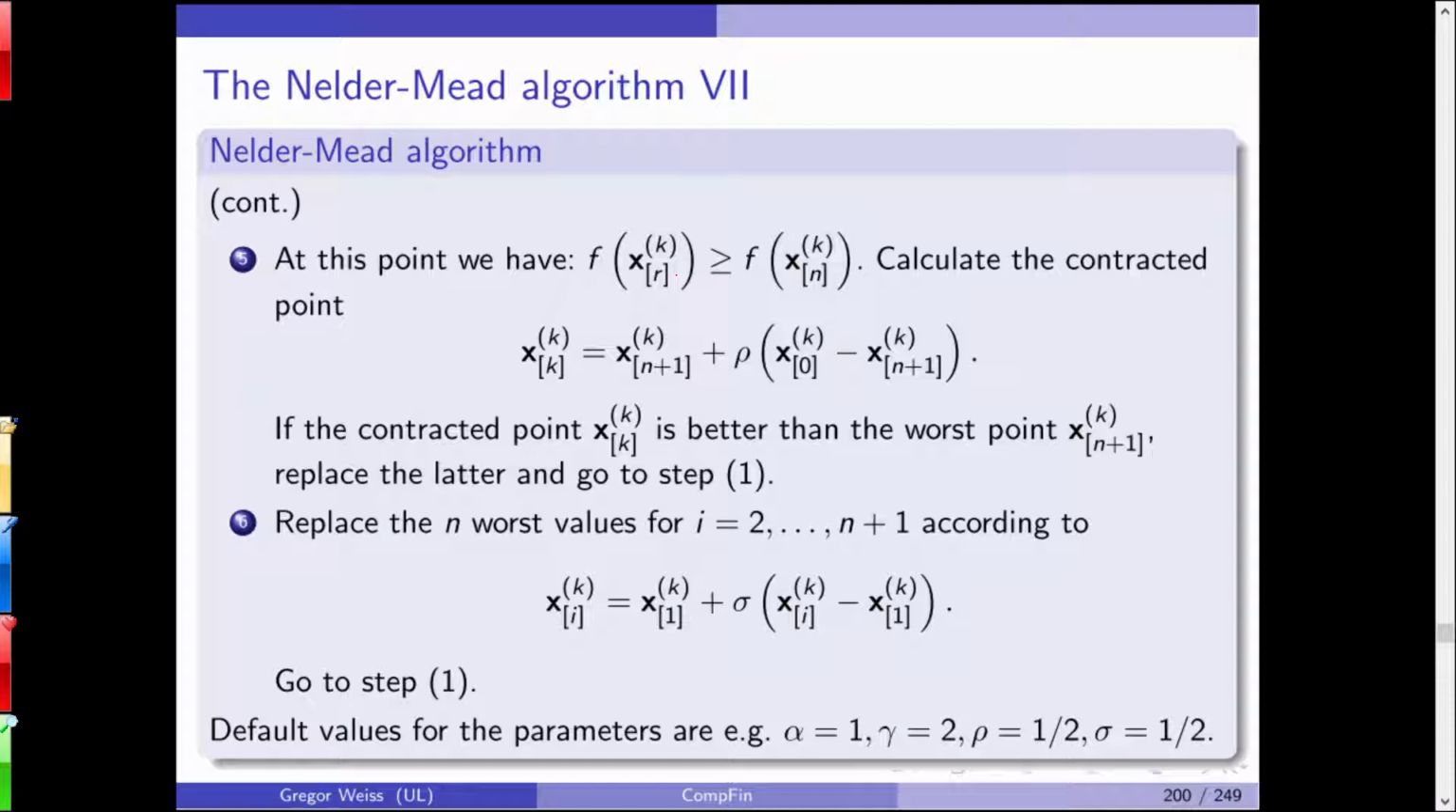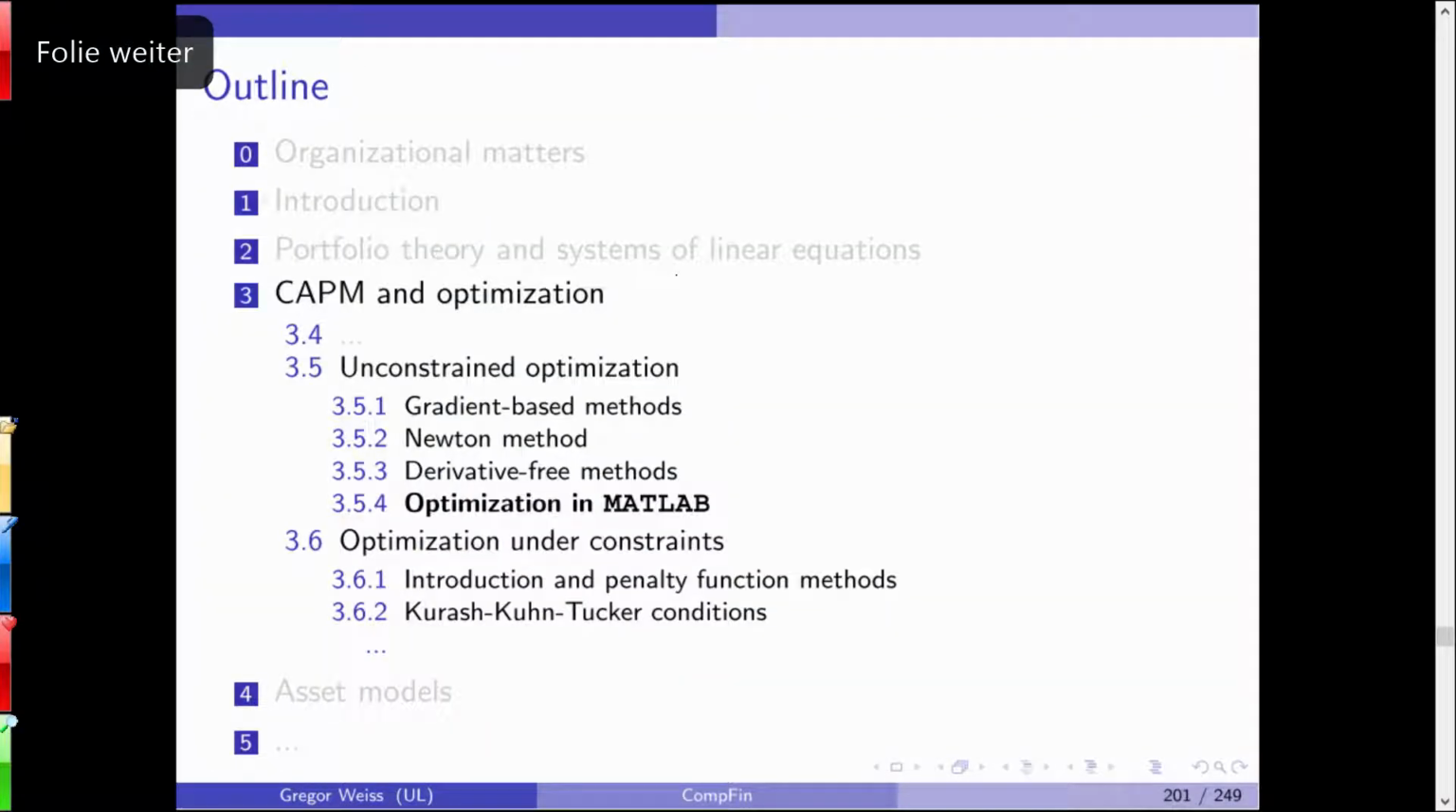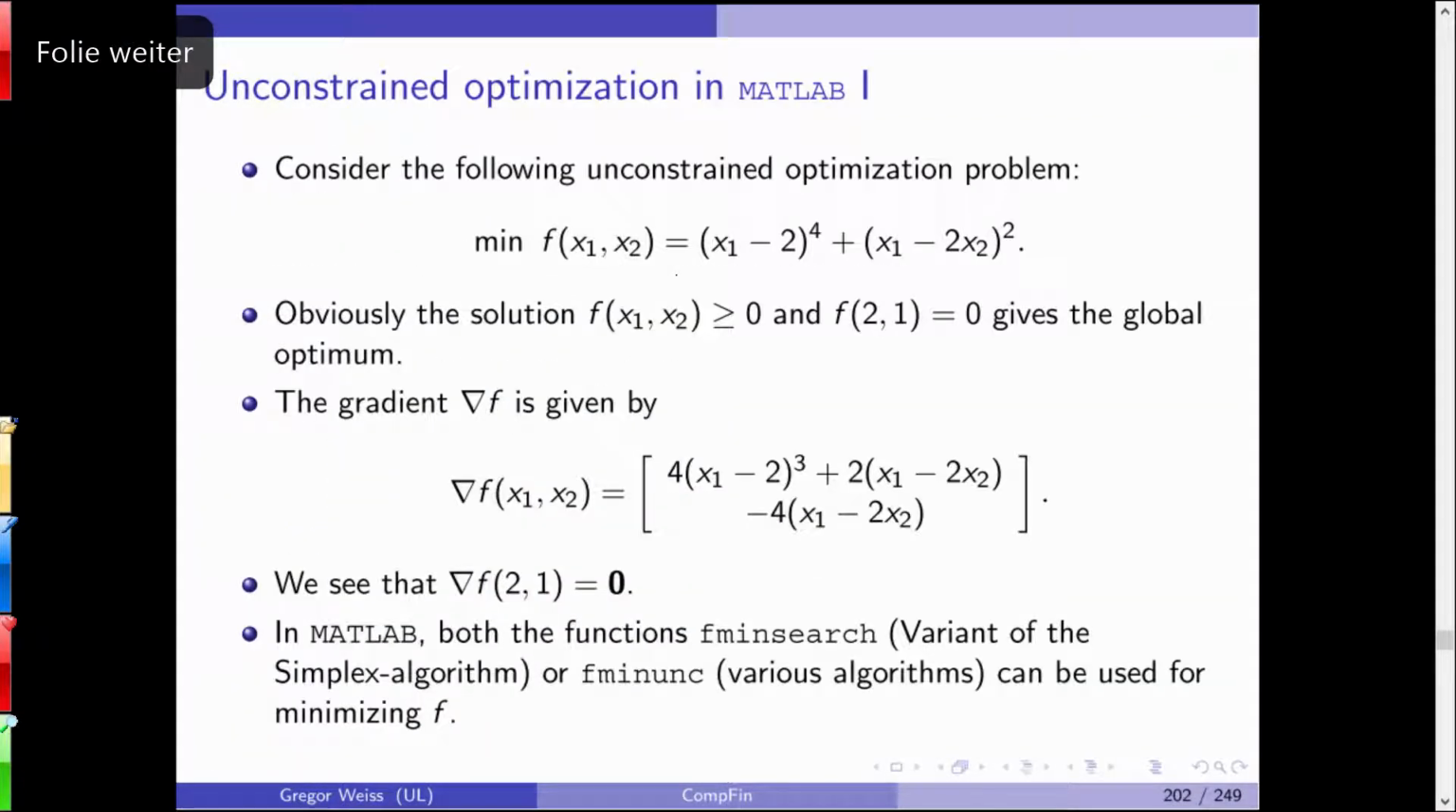You have n+1 values of x, you try them out, you take the worst one, you throw it out, and you try to calculate a possibly better solution. And if you see that you are going into the right direction, go a little bit further. If you see that you are moving away from your best solution, go into the other direction. This is Nelder-Mead. No? And we will shortly see this in Matlab.